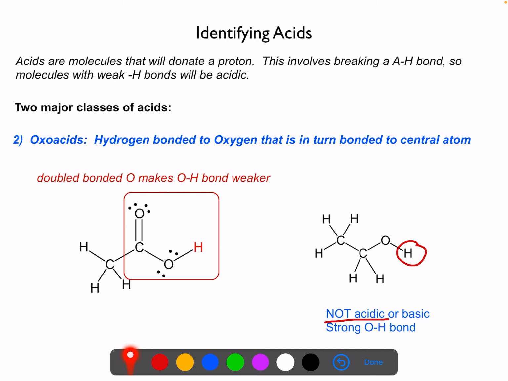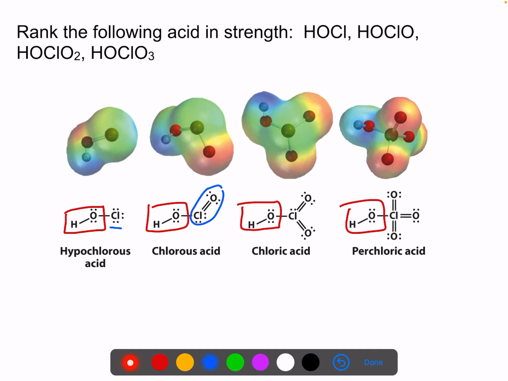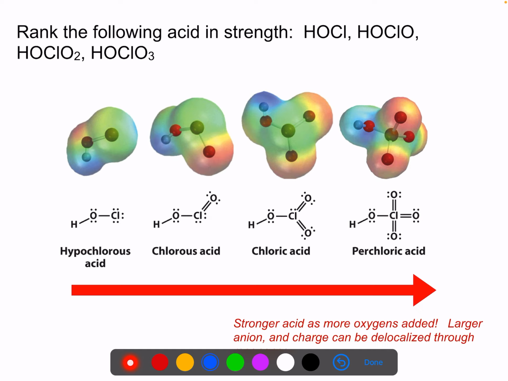So we can look at another trend here of our oxoacids. Imagine comparing the strength of these molecules, which all contain the same OH group. All we're doing is adding, in this case, a chlorine, and then we have an oxo group, a C double bond O, and then we have two of them, and then three of them. What's the most acidic? It turns out the most acidic is perchloric acid. So the more of these oxygens on your atom, the more acidic it's going to be.